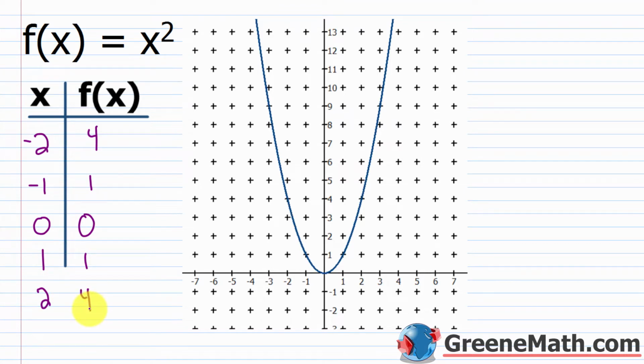So we could plot these points. -2 comma 4. That's right there. Then -1, 1. Then 0, 0, or the origin. Then 1 comma 1. And then 2 comma 4. You can see where we plotted our points.